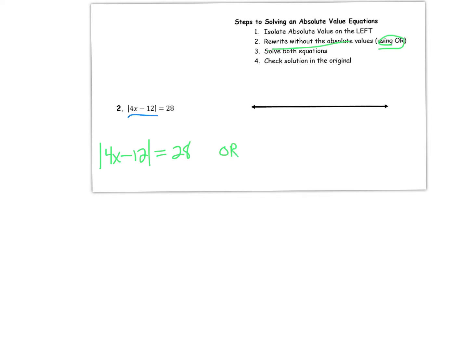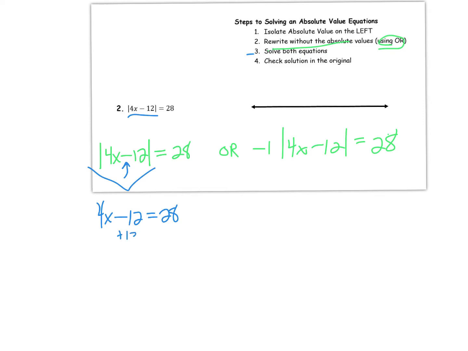or -1 times 4x minus 12 is going to equal 28. Okay, so now that we have this, we're going to solve both equations. So I take the absolute value, and be careful. This right here does not come out as plus. It stays as it is. So 4x minus 12 is equal to 28. And we're going to solve it.